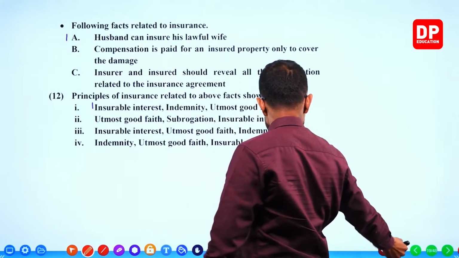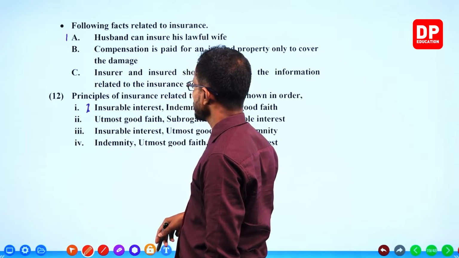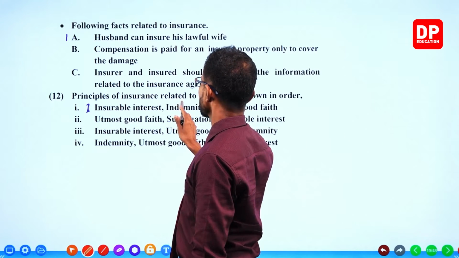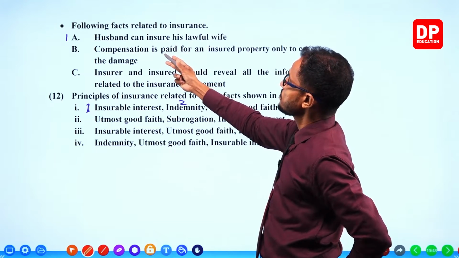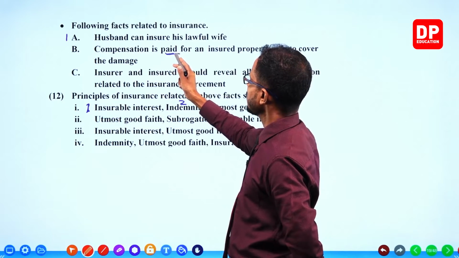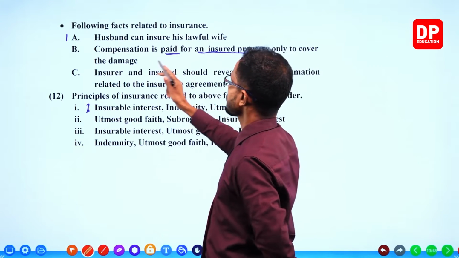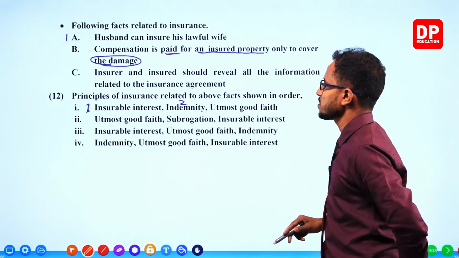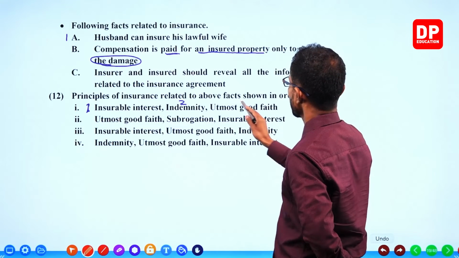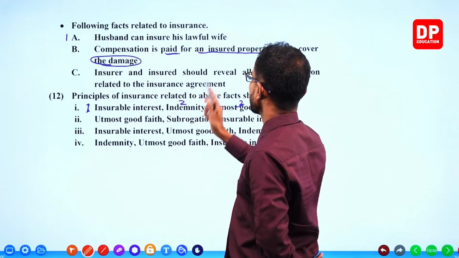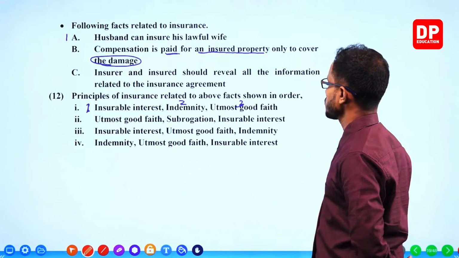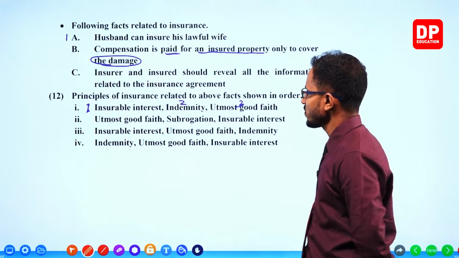Two is indemnity. What is compensation is paid for an insured property only to cover the damage. Yeah, that is true. Only to cover the damage. The insurance compensation is paid only for an insured property only to cover the damage. Yeah, that is indemnity. True. Insurer and insured should reveal all the information. That is the third one. Information related to the insurance agreement. It is utmost good faith. Sure. It's true. Then the very first answer is correct.